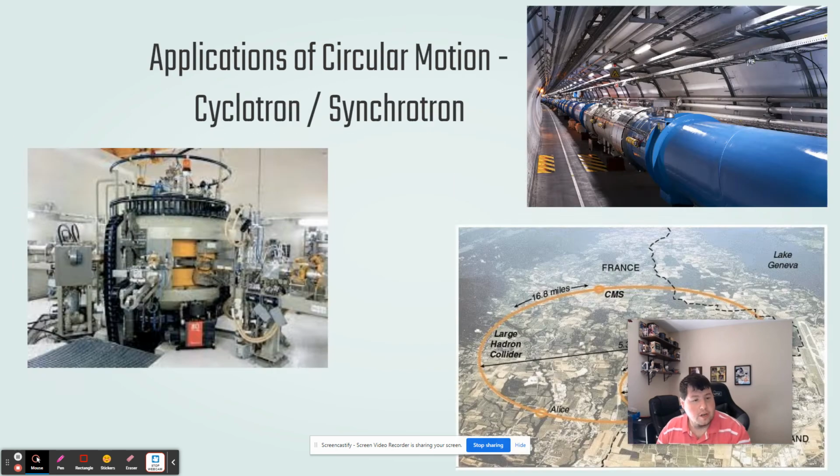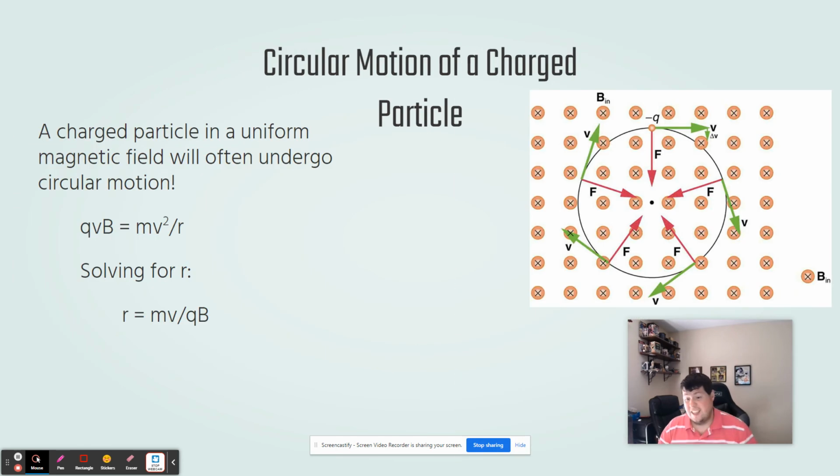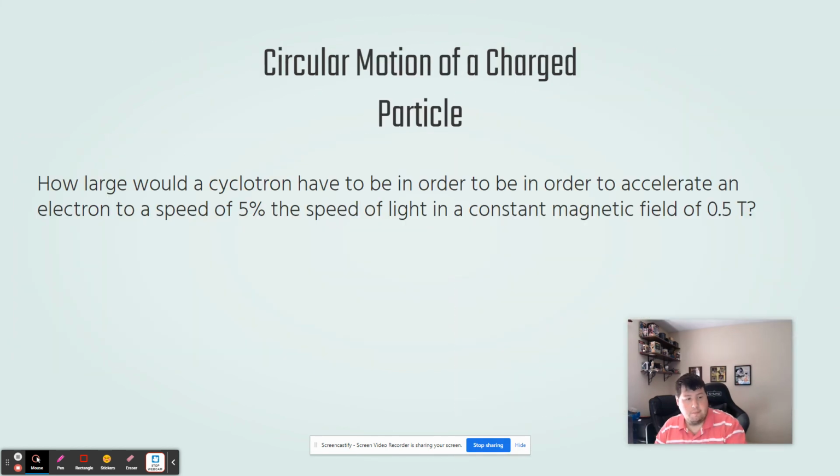Then in my equation, I'm going to divide by q. q is the charge of the electron, so 1.6 times 10 to the minus 19th coulombs. And then finally, B is your magnetic field, which is 0.5 teslas here. Put that in your calculator, solve it out, and I got 1.7 times 10 to the minus 4th meters. So not very much, actually.